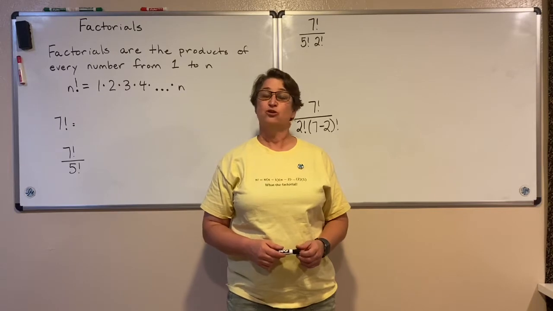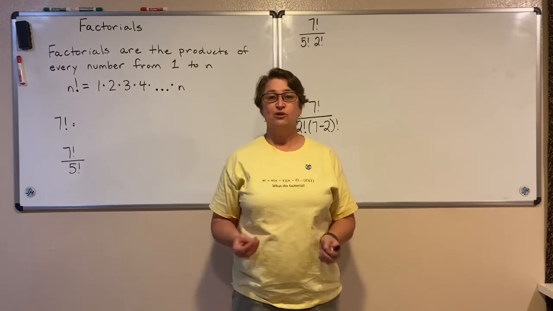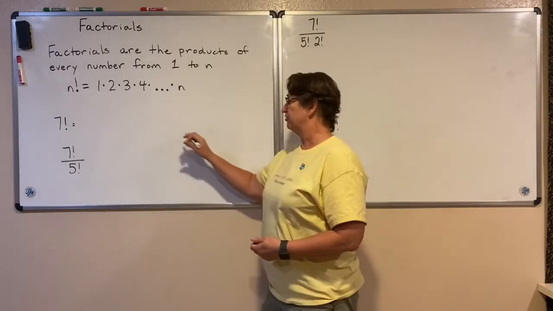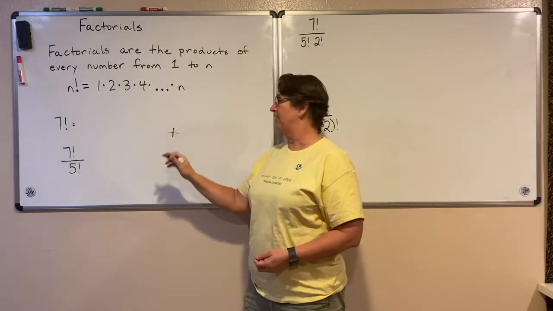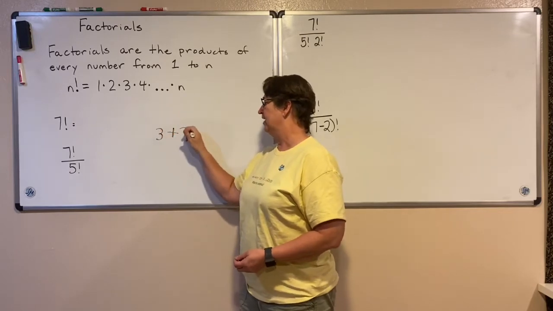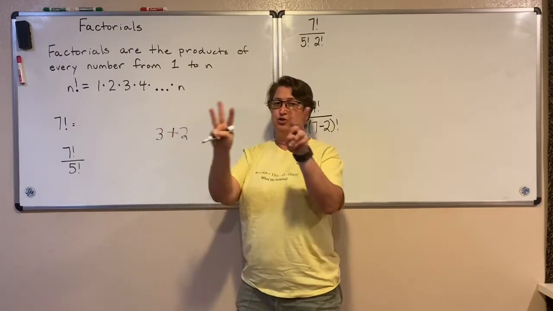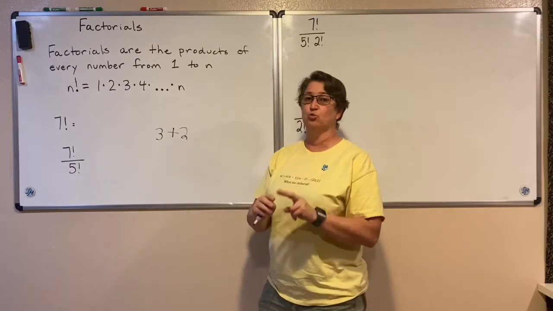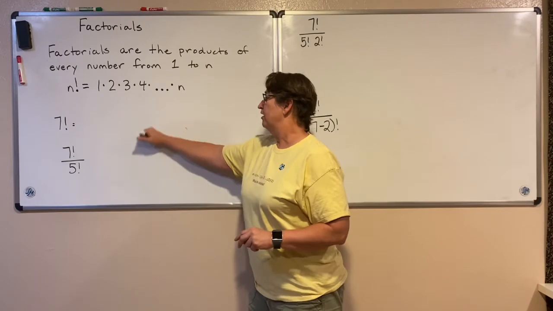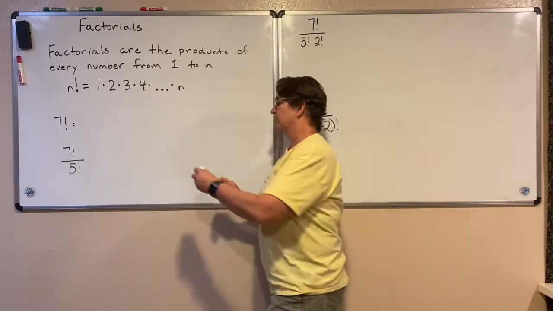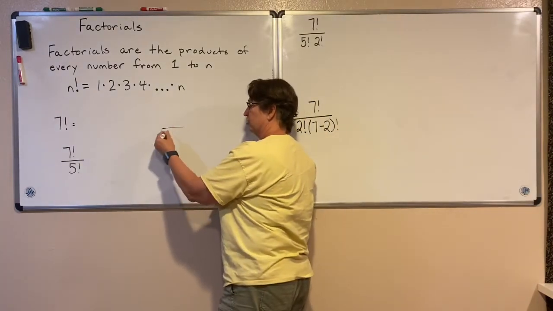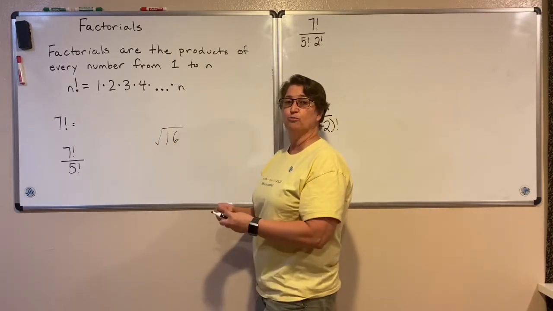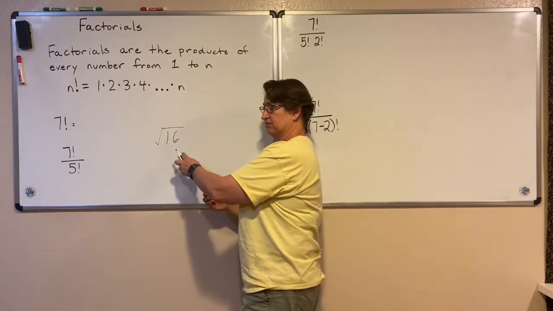Let's learn about factorials. A factorial is just another operation. Just like if you see a plus sign, you know that means you're going to combine the numbers. You're going to take 3 and 2 and put them together. That's an operation that tells you what to do with your numbers. Or, for instance, if you have a square root, this is an operation where you're looking for a number that multiplies by itself to give you 16.